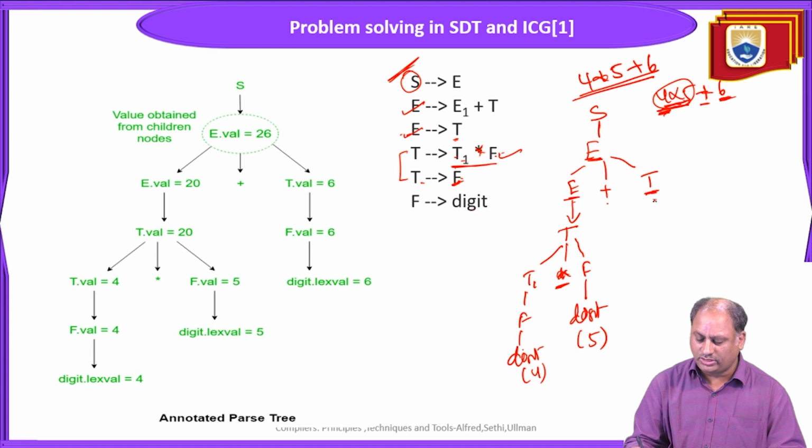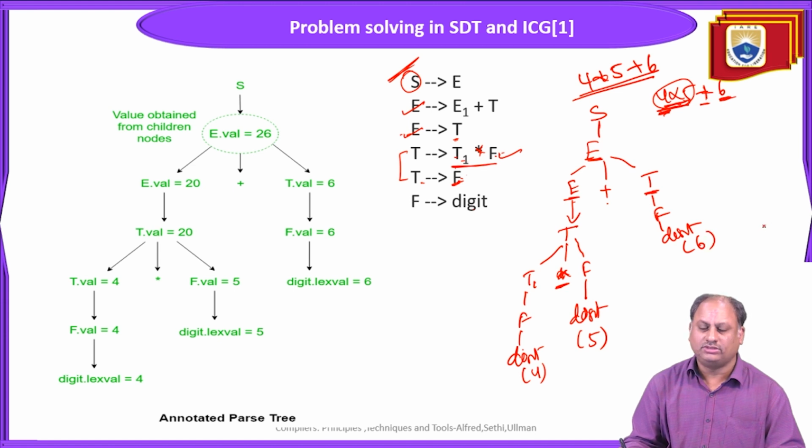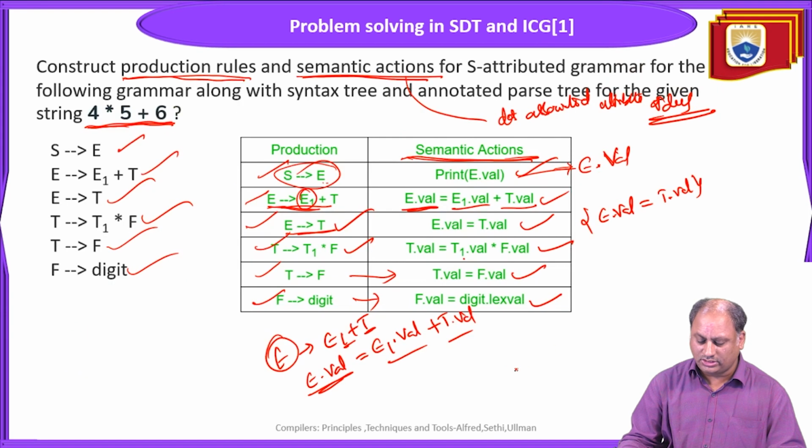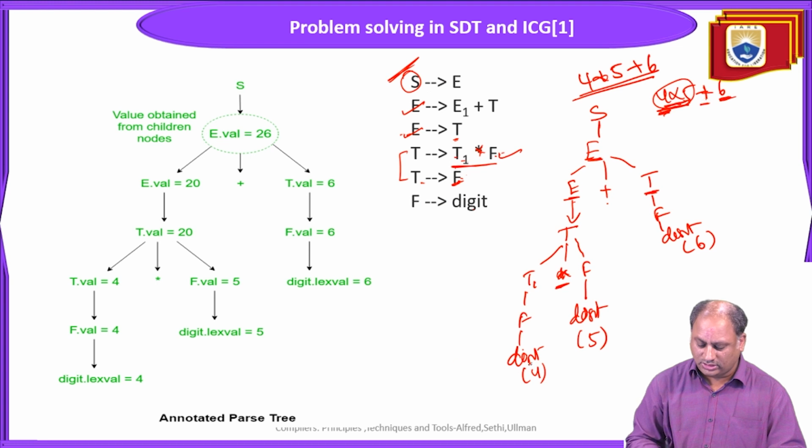So that's why simply T derives F we can consider. And second, F derives digit, and the digit is considered as 6. So that is what we can consider the expression values. This is the attribute associated values. So here in this case, annotated parse tree, these are the annotated parse tree values: F dot val, digit dot val, T dot val, T dot F dot val.